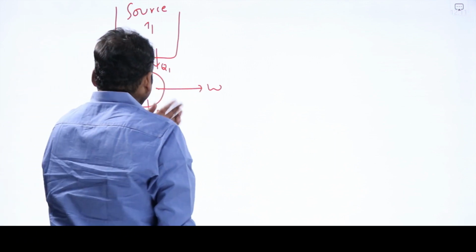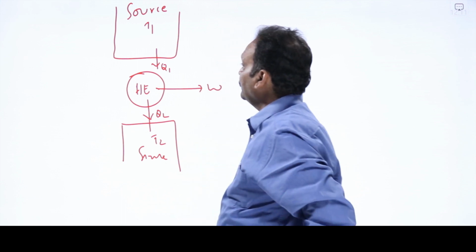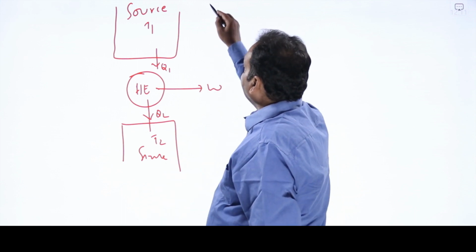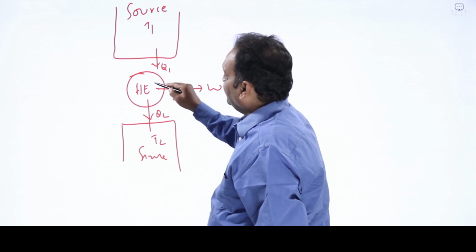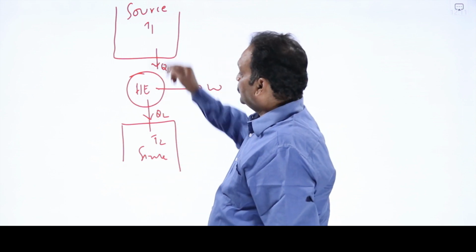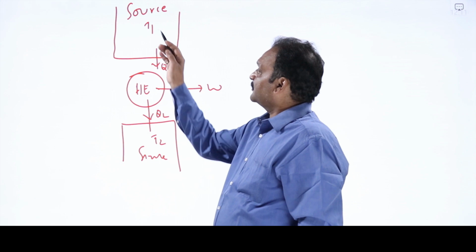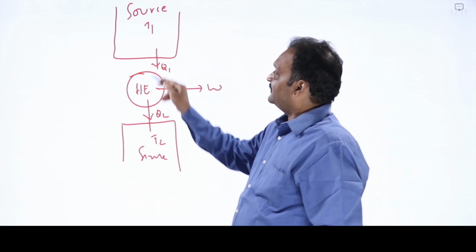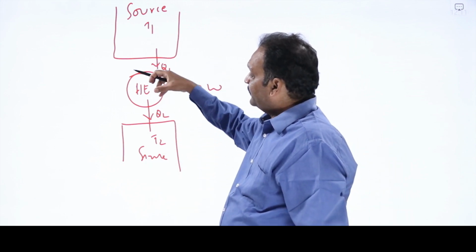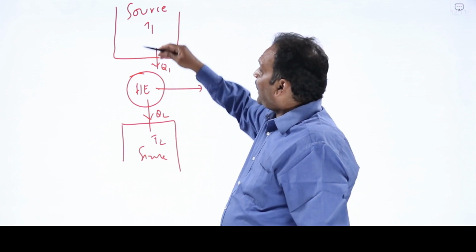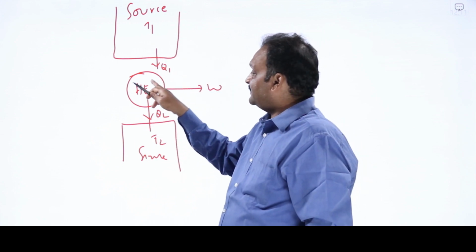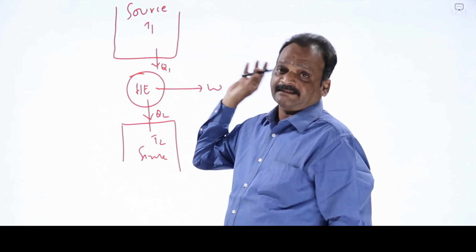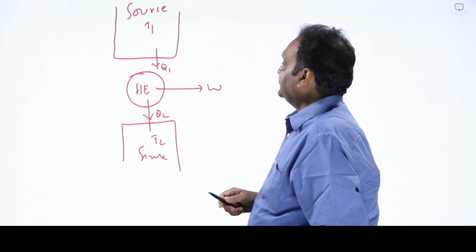Now, this is what a heat engine does. I will take the heat engine as my system. The source and sink are the surroundings, because our engine is interacting, taking some heat from the source and rejecting some heat into the sink. I take the source and sink as the surroundings and the heat engine itself as my system. Now, what happens here?